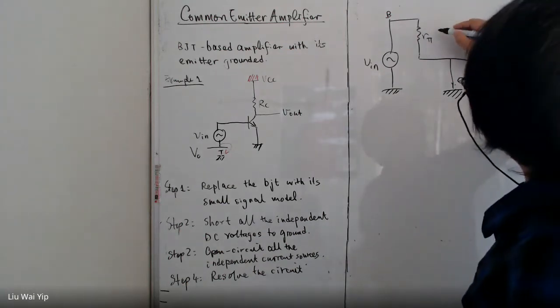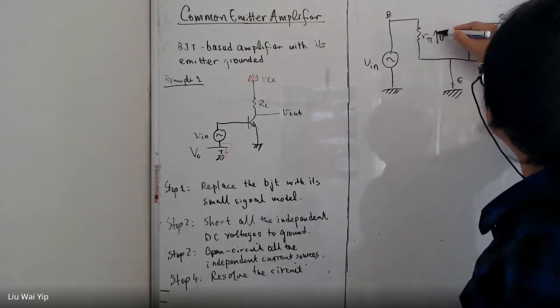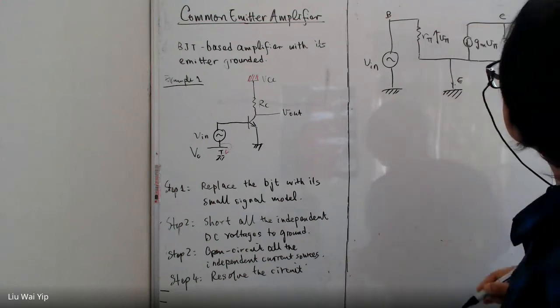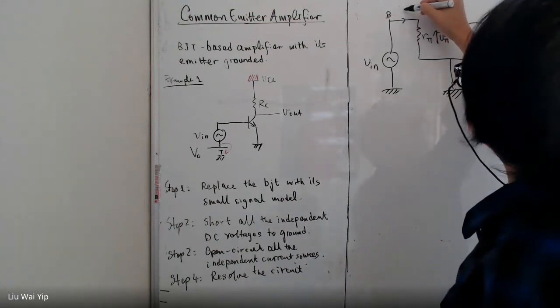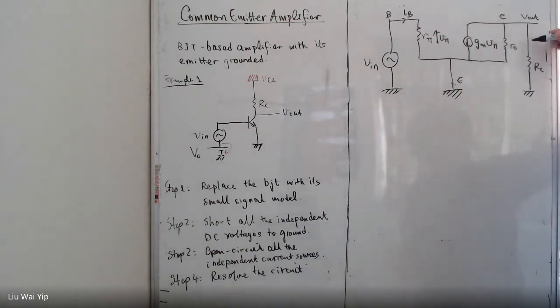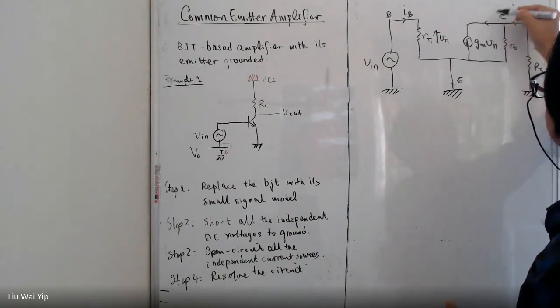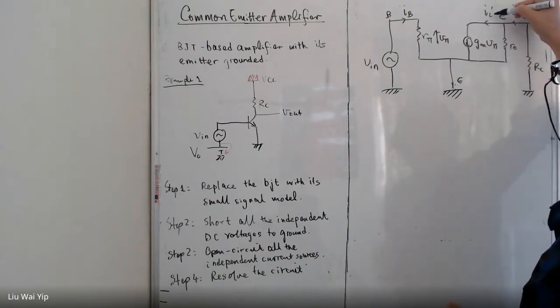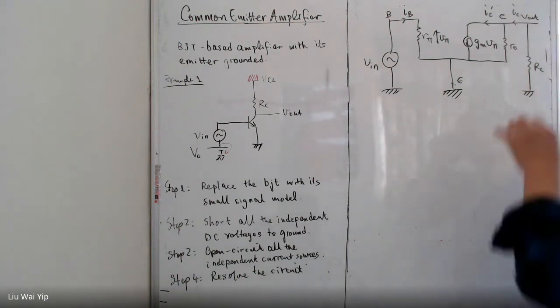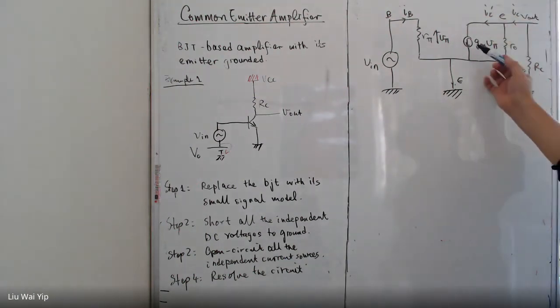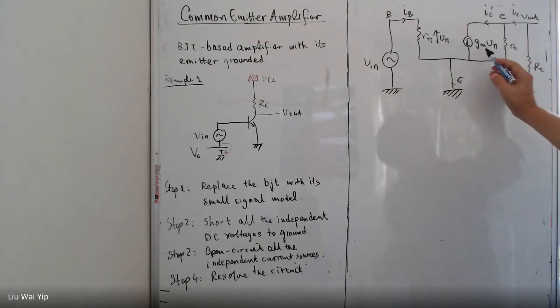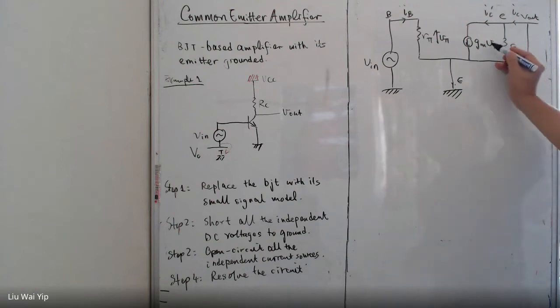And the V pi is the voltage here. And the current here, IB, is the small signal current. And this is IC. And I will also define another IC here, and this is IC dash. And this IC dash is the net current coming out directly from the dependent source here, gm times V pi.